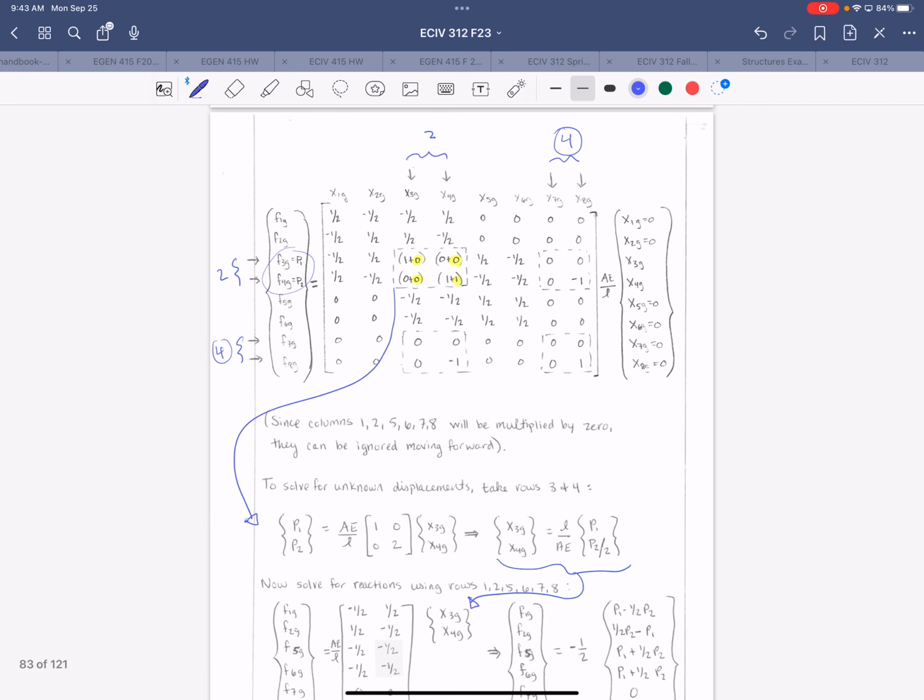And then by the way, since all of these 6 displacements are zeros, that means we are eliminating 6 columns from our analysis. All right, so the node 4 columns we didn't even really have to put in.